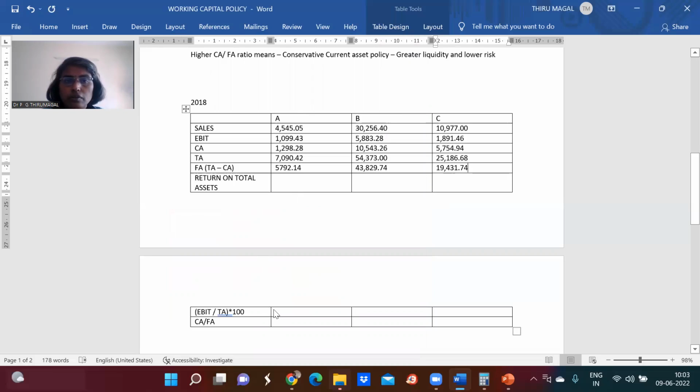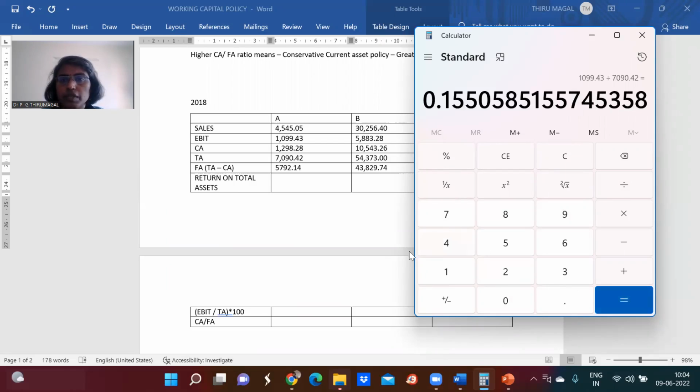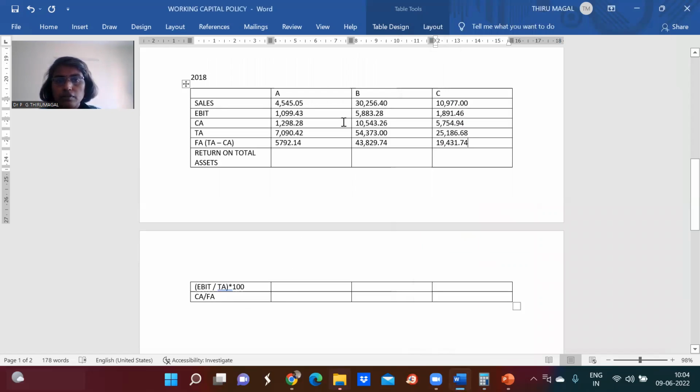Now, the return on total assets is found out as EBIT divided by total assets, multiplied by 100. The EBIT value for company A is 1099.43, divided by total assets, which is 7090.42. That gives 15.55, or 0.16, which multiplied by 100 gives 15.5. We can mention it as 15.5 or 16. So we will take it as 16%.